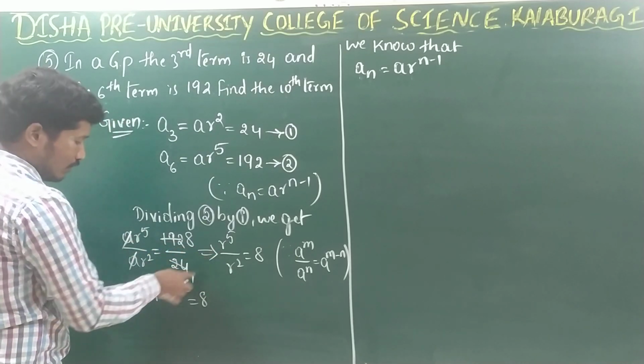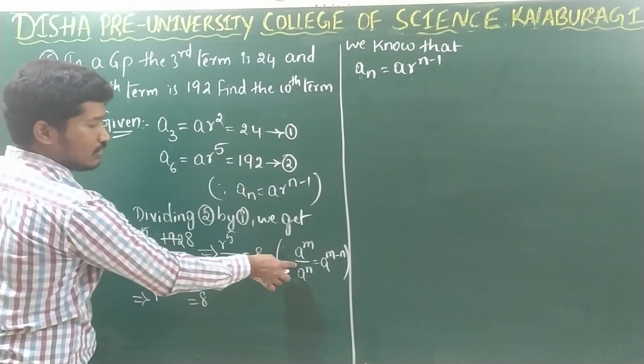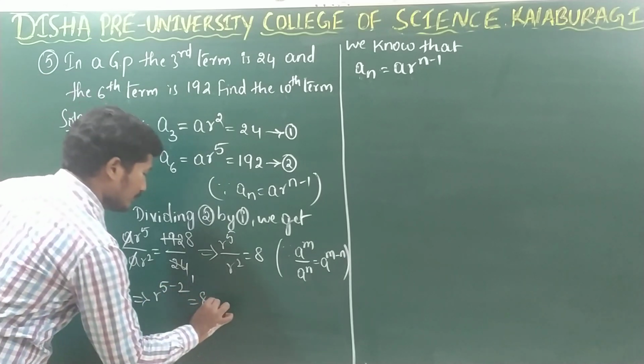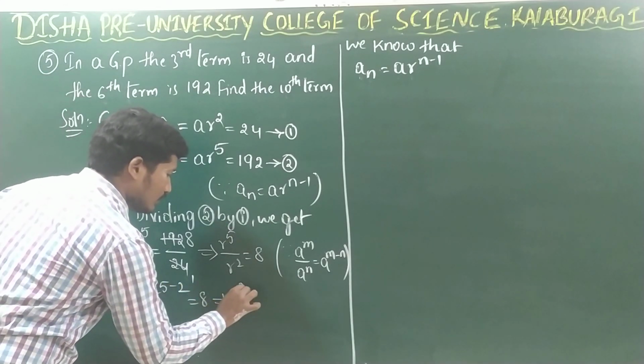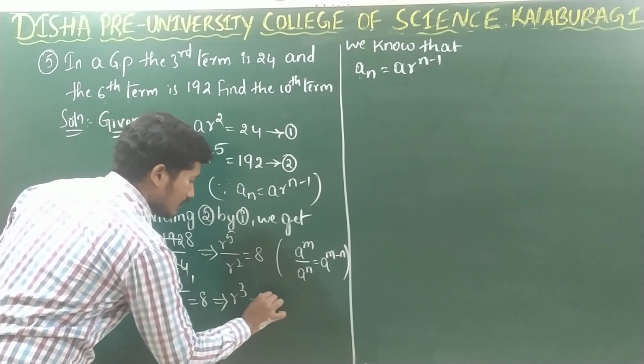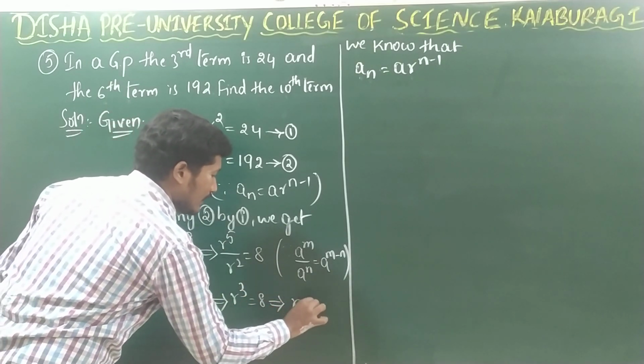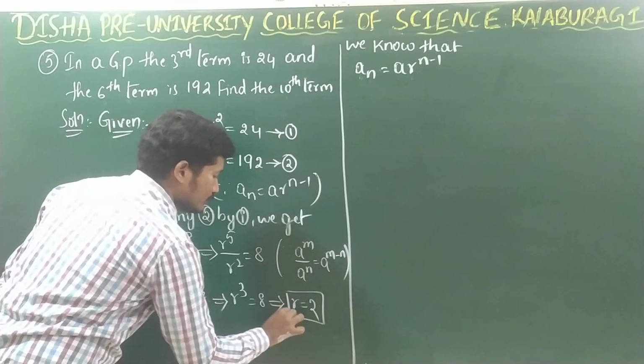So I hope you understood how I wrote it like this. I am using the laws of indices. Next, this implies 5 minus 2, what is it? It is equal to 3. So r cubed is equal to 8. So this implies that the value of r will be 2.